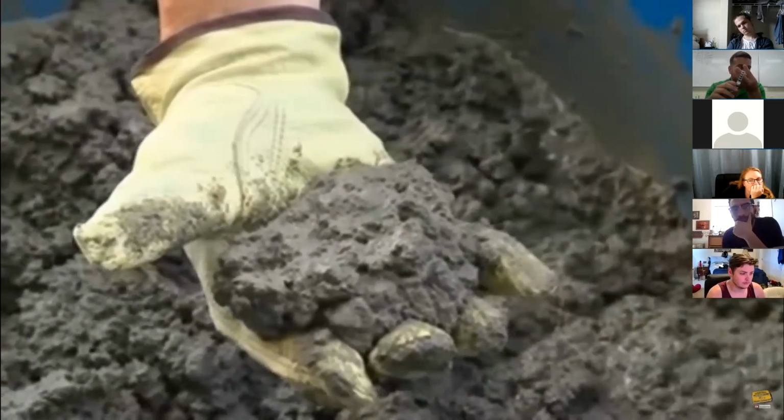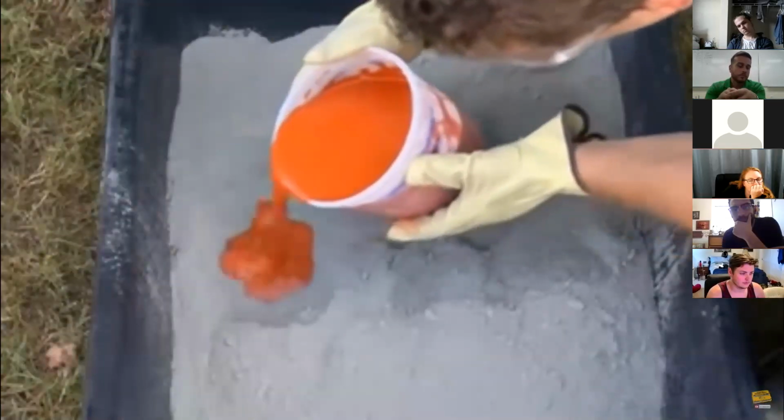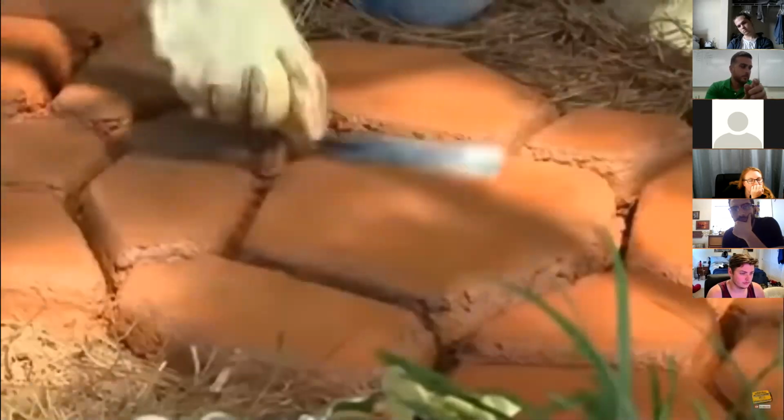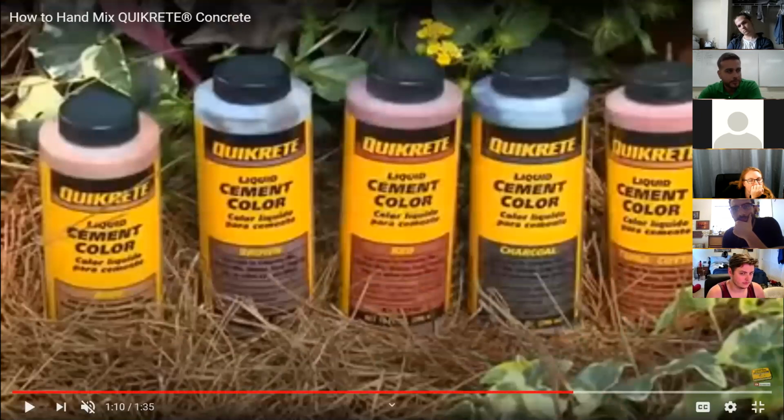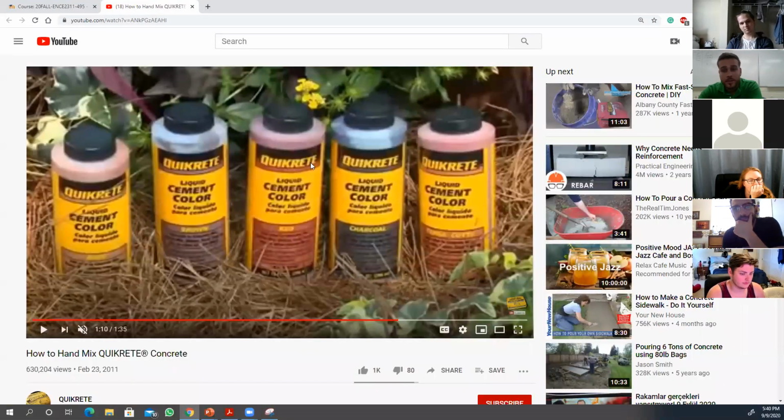Properly mixed concrete should look like thick oatmeal and should hold its shape when it is squeezed in a gloved hand. Adding liquid cement color to a standard grade concrete mix can turn it into a decorative concrete with professional results. You can also add color if you are picky about the concrete color. You can change the color.